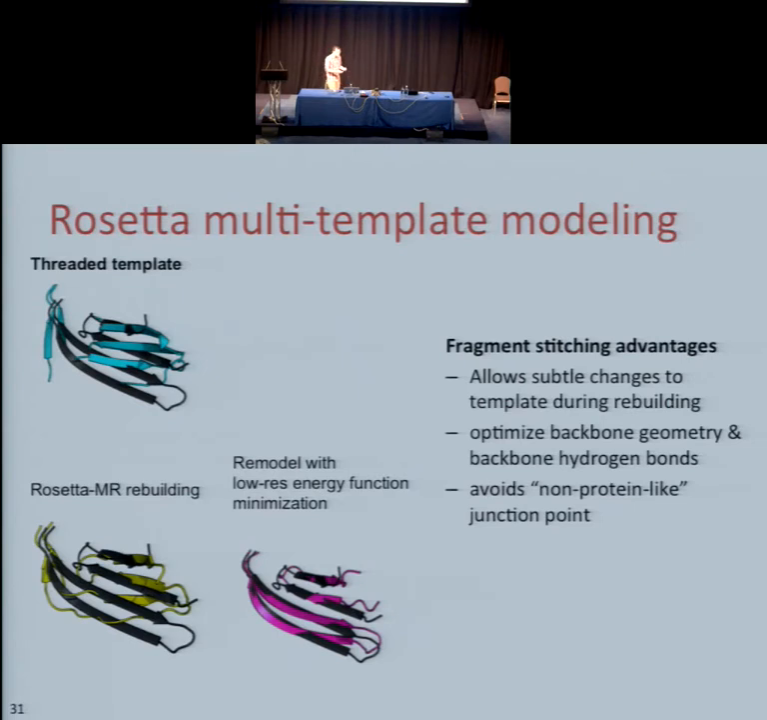And finally, one problem with the geometric closure is that you have this junction point where the gap comes together, and that's not fragment-based, that's just geometrically determined. And so that's non-protein-like. This new method avoids these non-protein-like junction points because we're just minimizing things close.